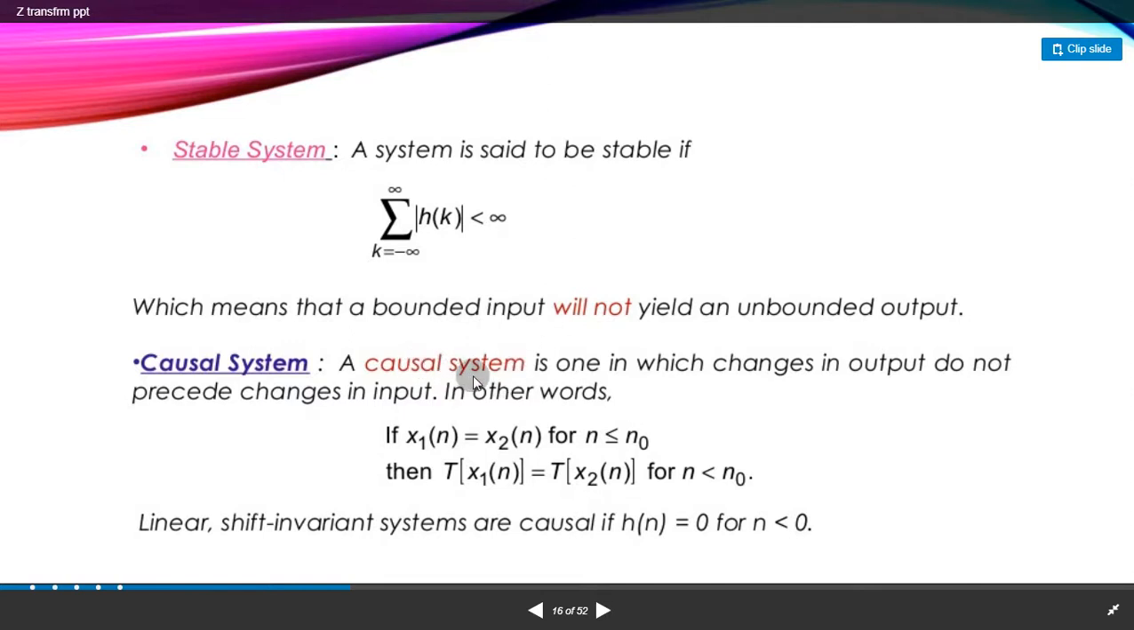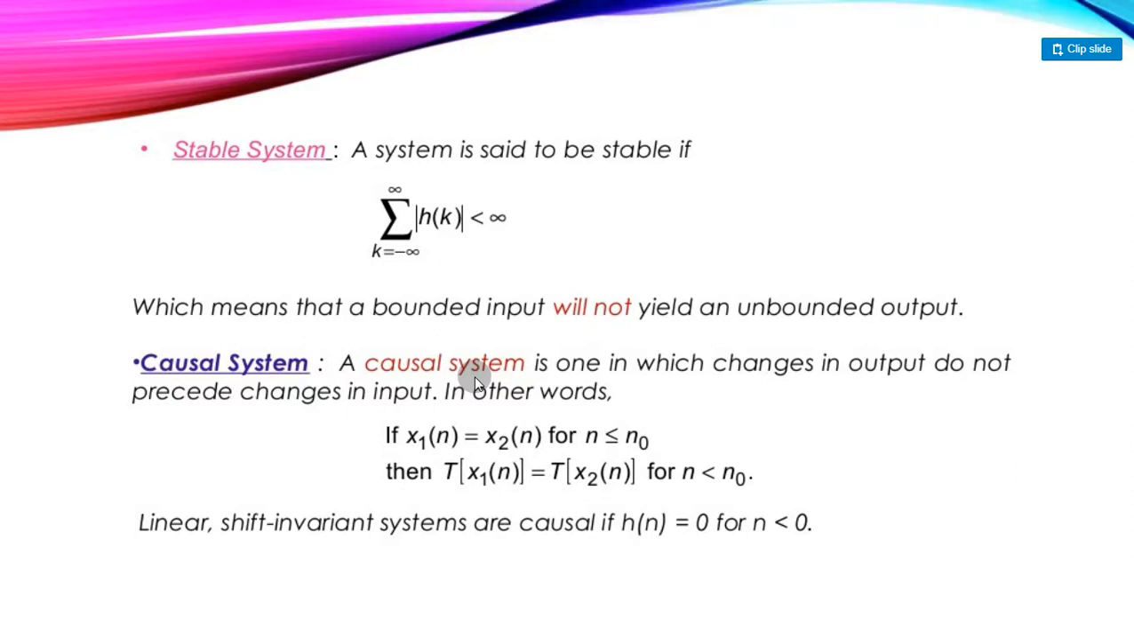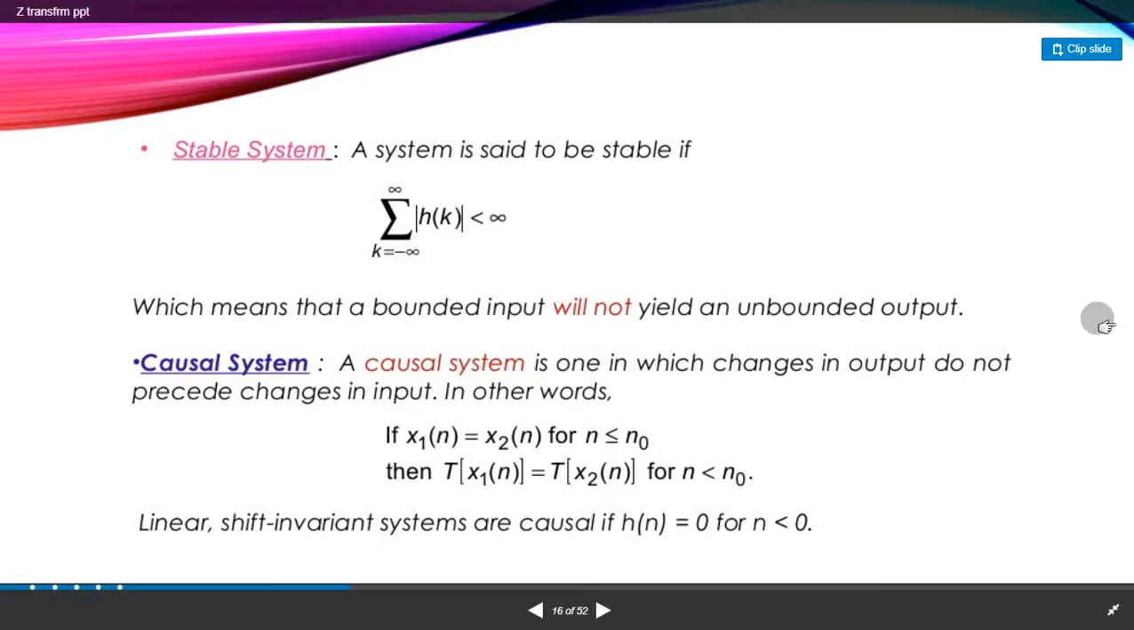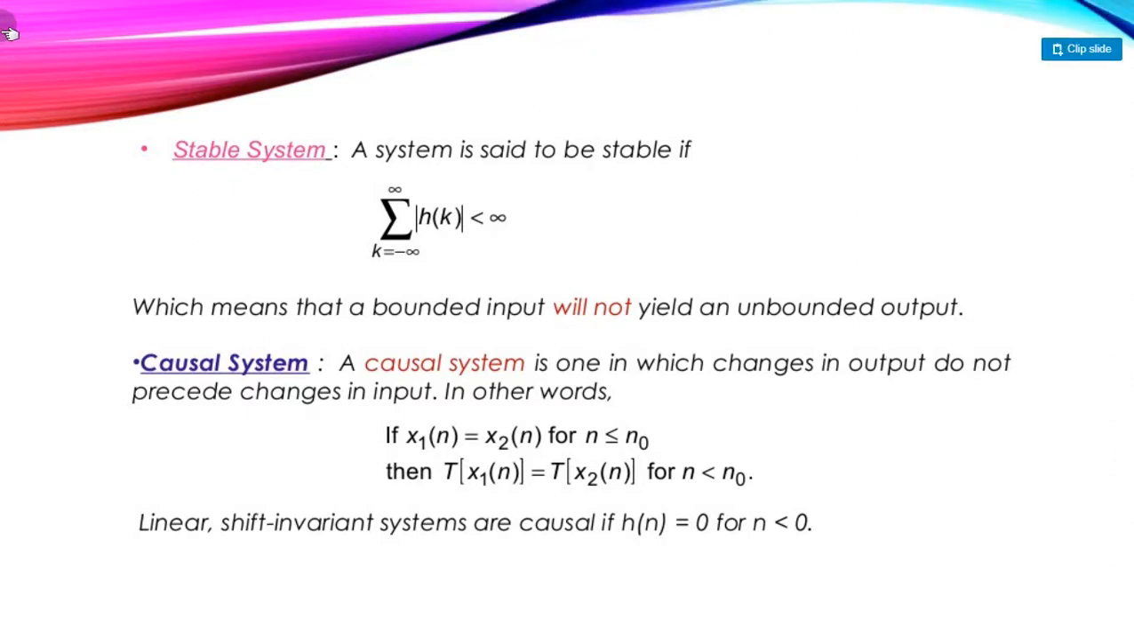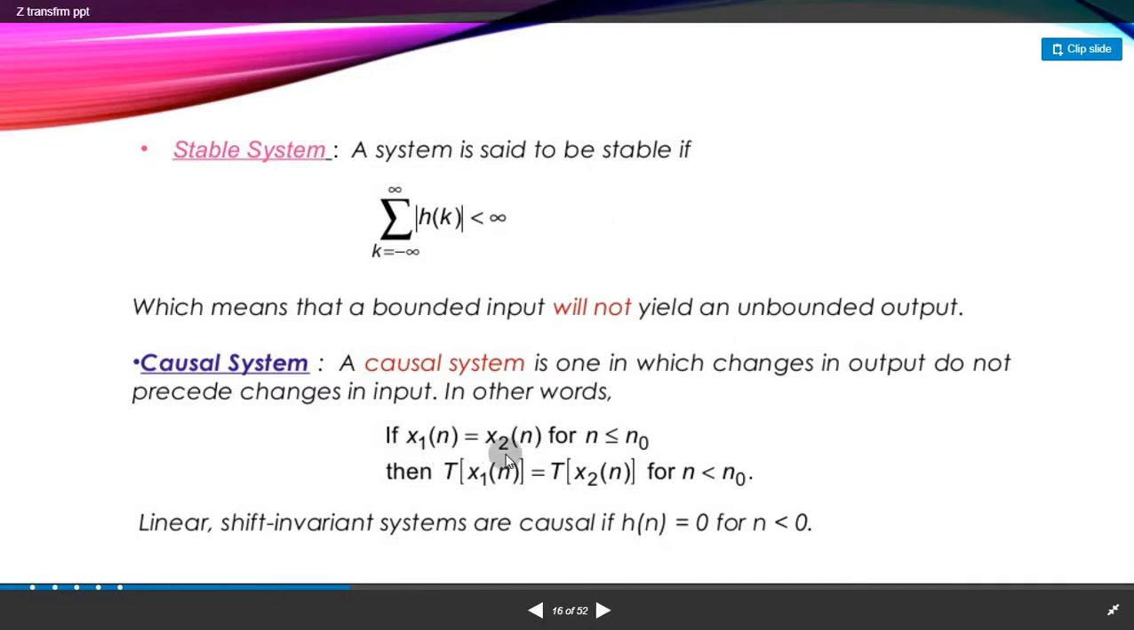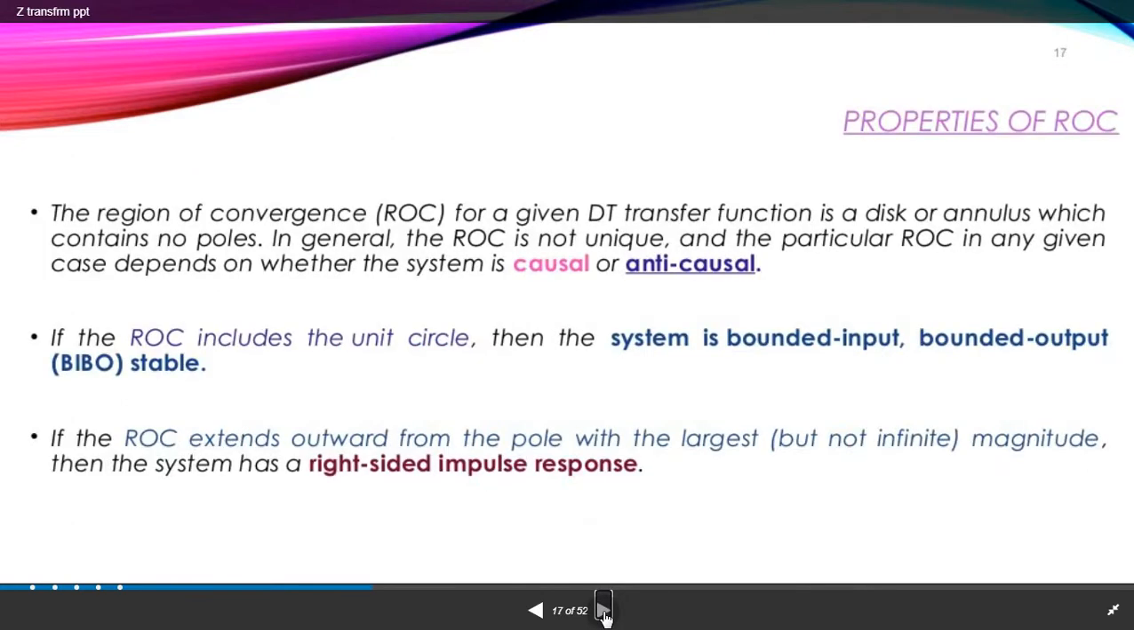What is a causal system? A causal system is one in which changes in output do not precede changes in input. In other words, if x1 of n is equal to x2 of n for n less than or equal to n0, then the transform of x1 of n is equal to the transform of x2 of n for n less than n0. Linear shift invariant systems are causal if h of n is 0 for n less than 0. Okay, so let's go to the next slide.